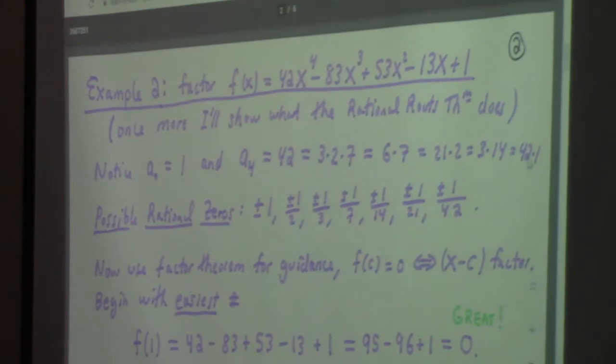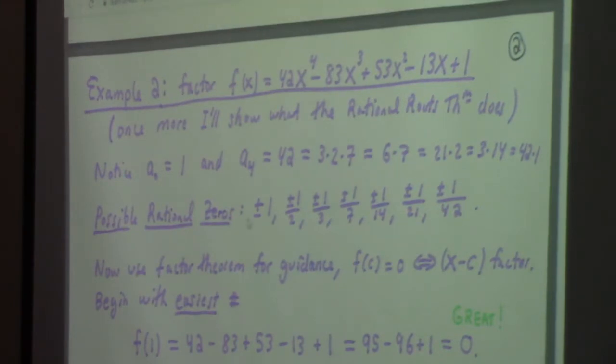Lots of choices, right? So when we look at the possible rational zeros, a plus or minus 1, and then plus or minus 1 over 2, 1 over 3, 1 over 7, 1 over 14, 1 over 21, 1 over 42. These are all the possible rational zeros, all right?